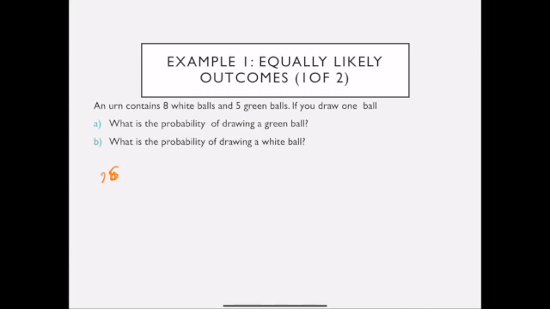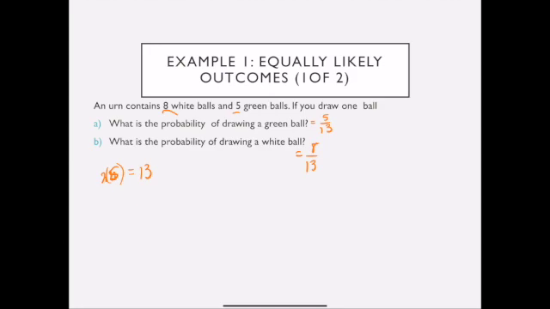Well, my sample space has 8 white balls and 5 green balls, so my sample space is 13. How many ways could I draw a green ball? Well, there's 5, right? So the probability of drawing a green ball is 5 out of 13. Now, what's the probability of drawing a white ball? Well, there are 8 different ways for me to draw a white ball, so it's going to be 8 out of 13.